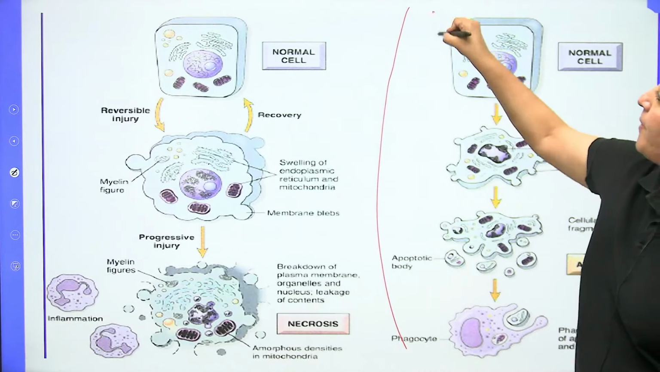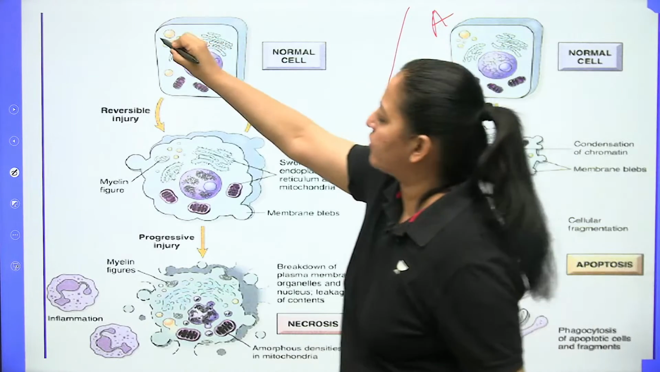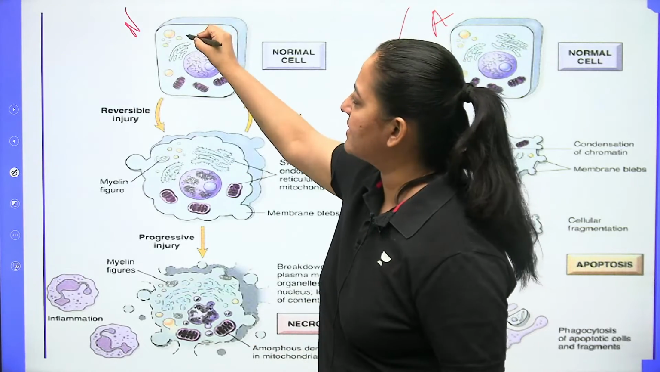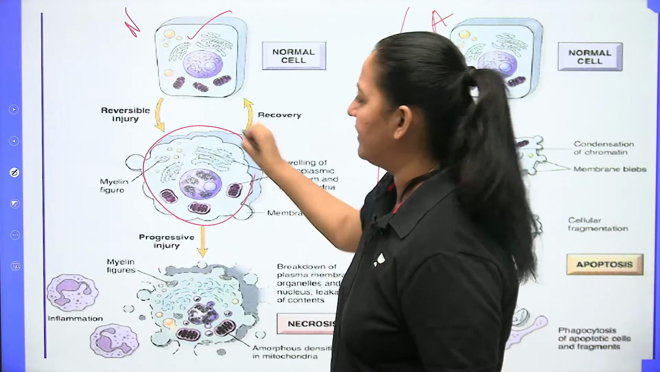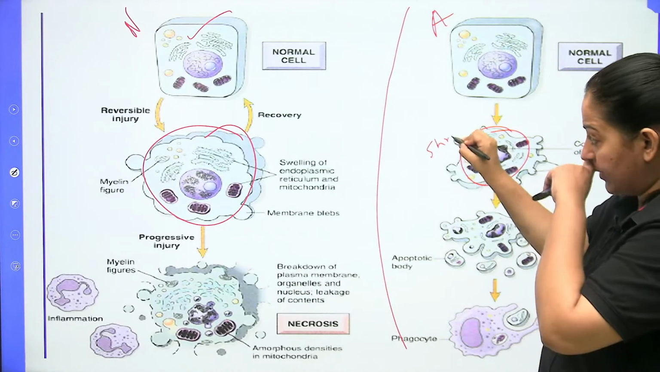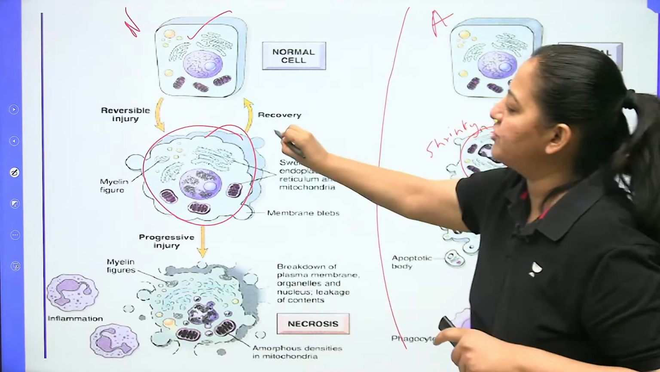See, this is apoptosis and this is necrosis. Let me show you necrosis first. So in necrosis, you can see this is a cell, appreciate cell swelling here. And this is a cell, appreciate cell shrinkage here. You can appreciate shrinkage here and you can appreciate swelling here.